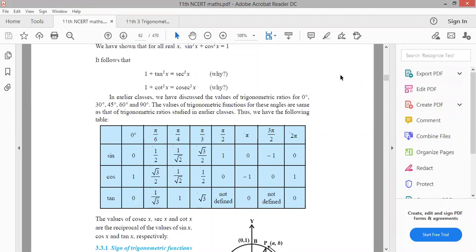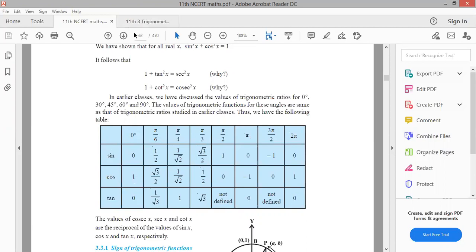In this class, we'll be solving some exercises based on the trigonometric table and the concepts covered in the previous classes. First of all, I would like to highlight here the trigonometric table for some basic angles. It is sine for 0, 30 degree, 45 degree, 60 degree, 90 degree, 180 degree, 270, and 360 degree. And for cos and tan, and for other angles, you can take the reciprocal and you can find their values.